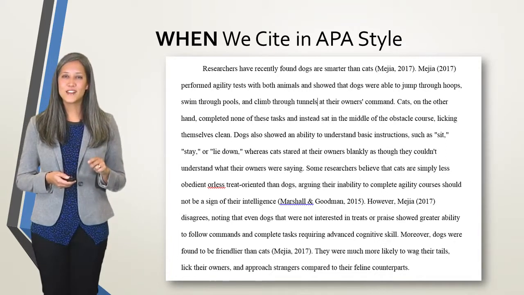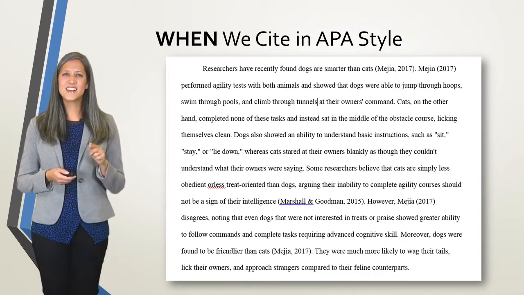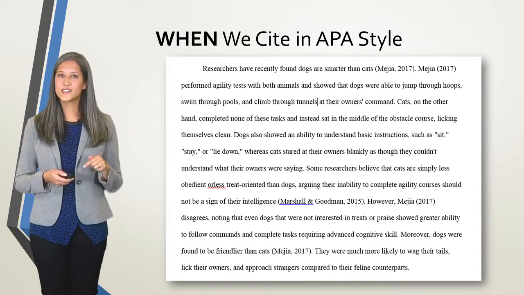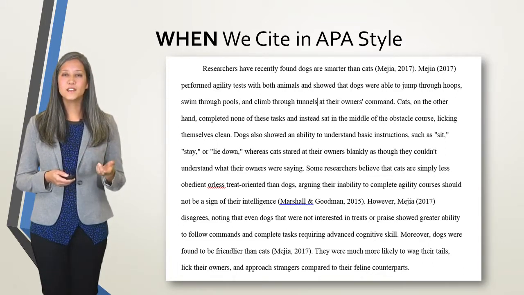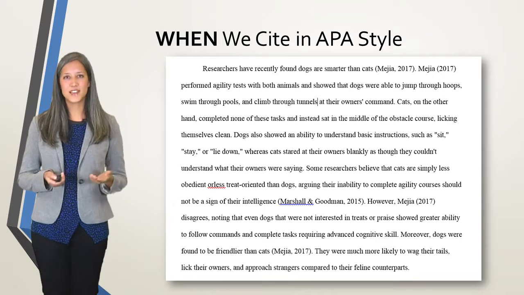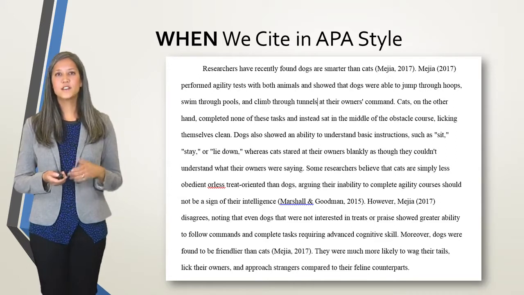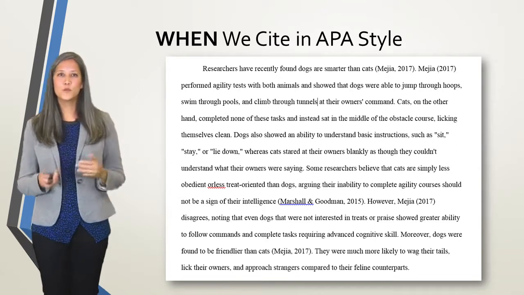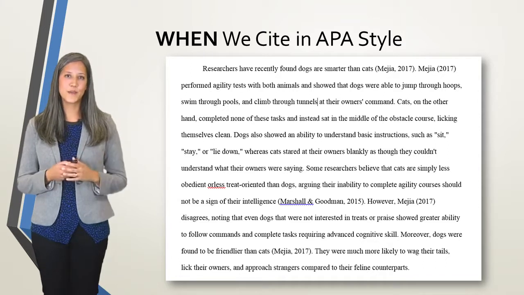Then I describe the study that Mejia performed. I'll cite the study again just to let the reader know who conducted the study. Mejia, 2017, performed agility tests with both animals and showed that dogs were able to jump through hoops, swim through pools, and climb through tunnels at their owner's command.